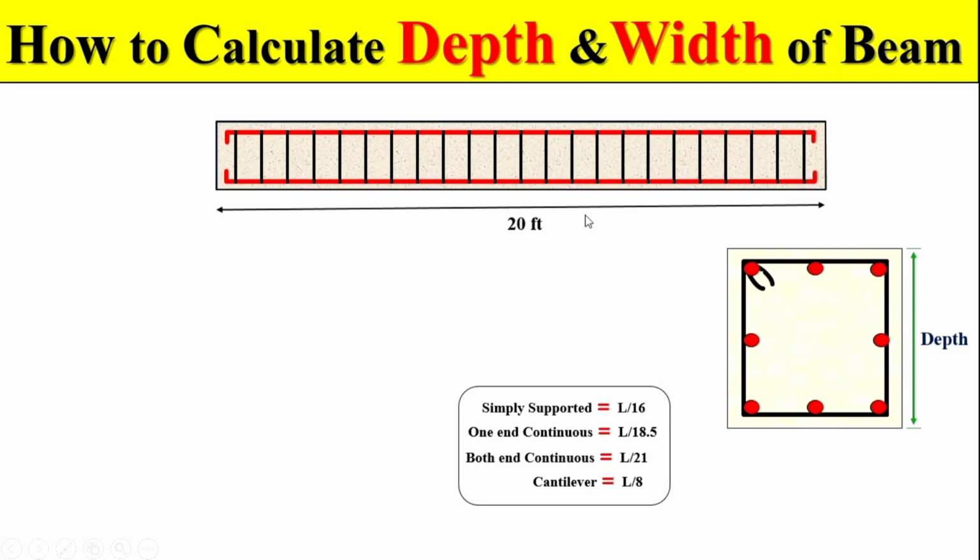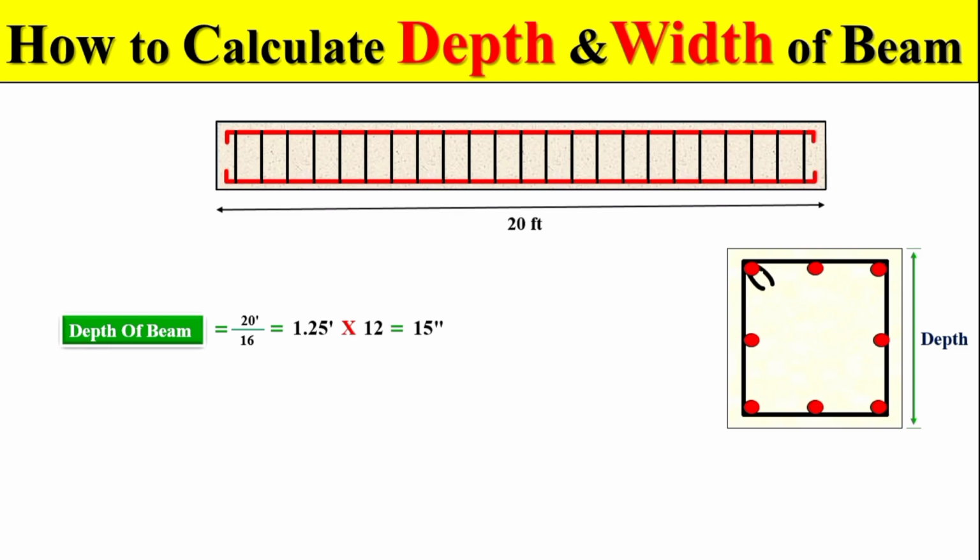So now dear students, if this given beam is a simply supported beam and we want to calculate the depth of this beam, we take the total length of the beam which is 20 feet and we divide it by 16, because for a simply supported beam we divide the total length by 16. So from here we get the value in terms of feet. And now, to convert this value into inches, we multiply it by 12. So from here we get the depth of the beam in terms of inches.